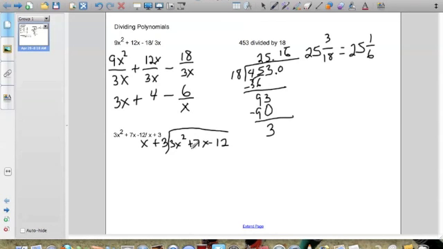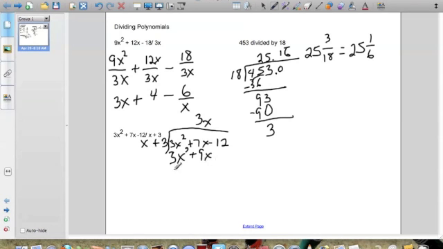Now, what you've got to remember is what times x is going to get us 3x squared. We want to try to eliminate this term. So, what times x is going to get us 3x squared? And you know it would be 3x, so I'm going to put 3x here. 3x times x is going to get me 3x squared, and then 3x times 3 is going to get me plus 9x.